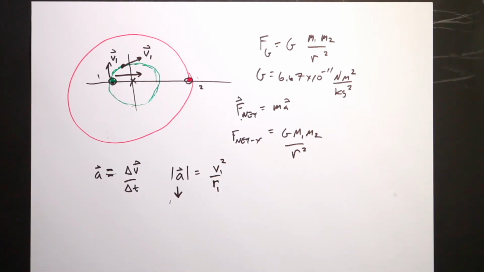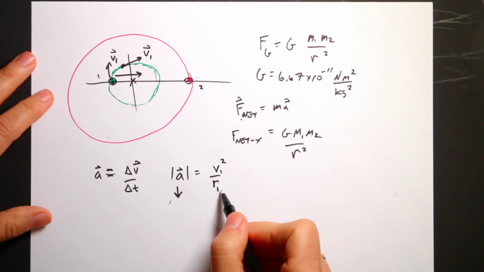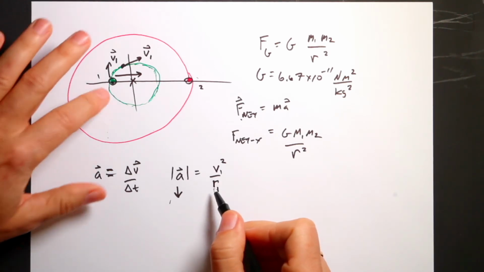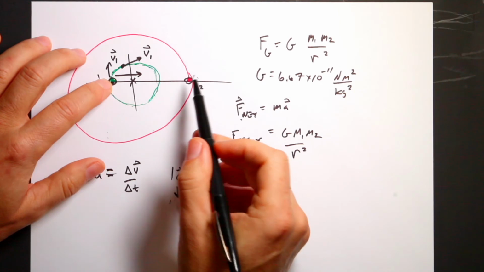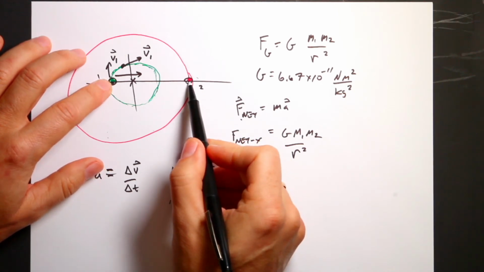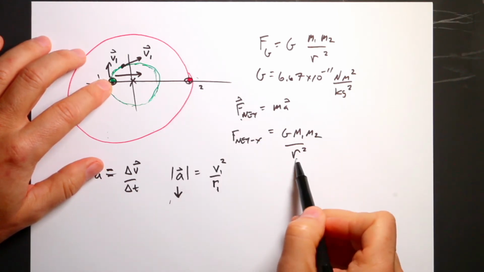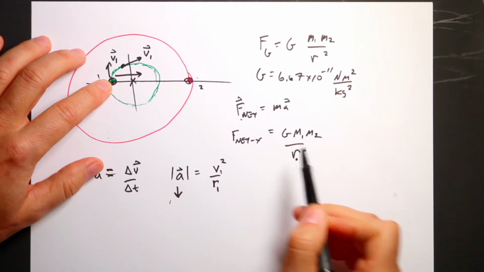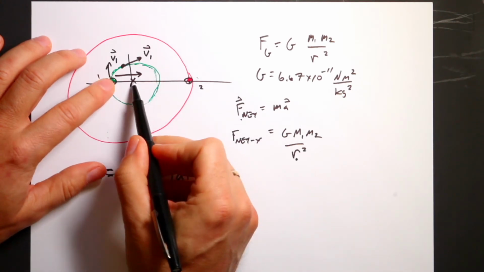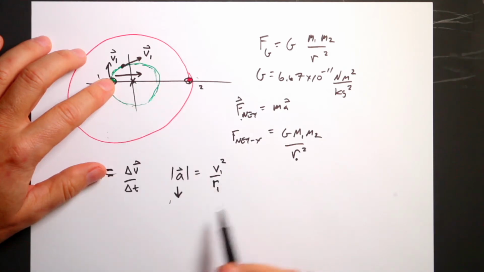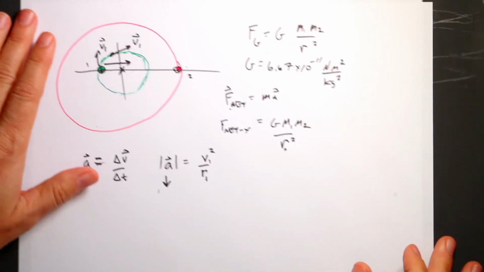In general it's v squared over r, but it's r1 because it's the radius of the circle it moves in. And you'll notice that this is r, the distance between the two planets, and that goes right here because the gravitational force depends on the distance of those two. The acceleration depends on the size of the circle, which is r1, not r.